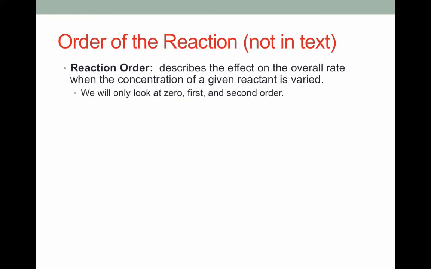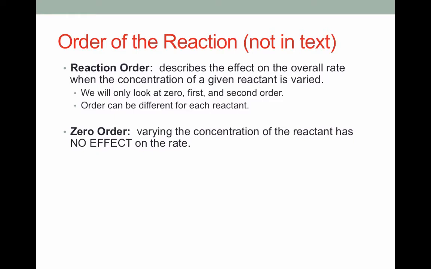We will look at three different possible orders: zero order, first order, and second order. There are plenty of others, but we're just going to look at these three in this class. The order can be different for each reactant. So if a reaction combines reactant A and reactant B, it might be, say, first order in A, but second order in B.